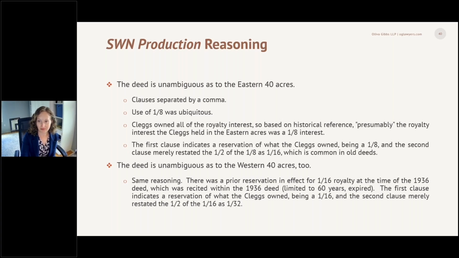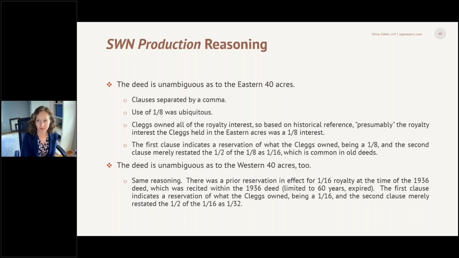As to the eastern 40 acres, the court recognized that the use of 1/8 was ubiquitous, as it did in Moore and Crum, and they assumed that the Cleggs owned at the time all of the royalty interest. And given the historical reference to 1/8, presumably the royalty interest the Cleggs held in the eastern acres was a 1/8 interest. With that in mind, the court reasoned that the first clause indicates reservation of what the Cleggs owned, being a 1/8, and the second clause merely restated the 1/2 of the 1/8 as the 1/16th, which is pretty common in old deeds.